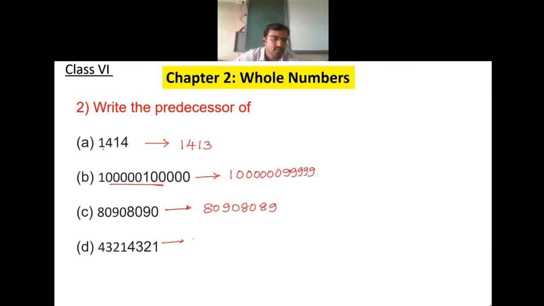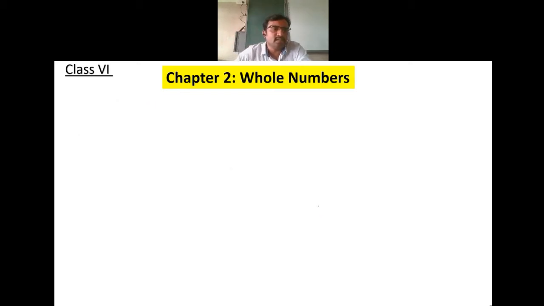Now the last one, D, the predecessor of 4321 is 4320. Ishan, Pritham, Gururaj, Sudhindra, your answers are right. This is how we write predecessor and successor.